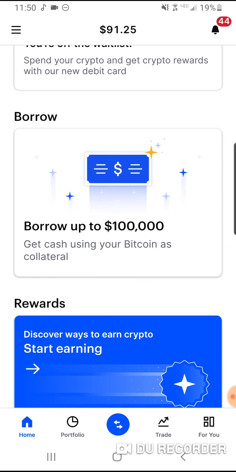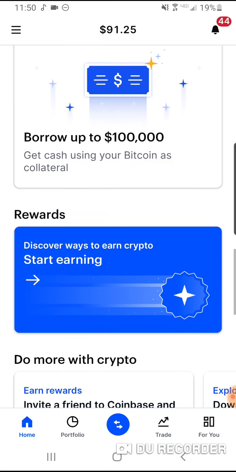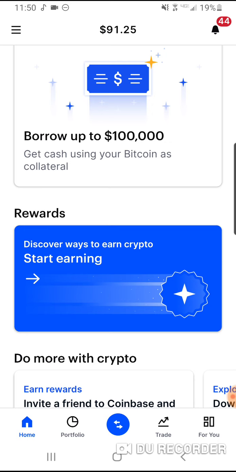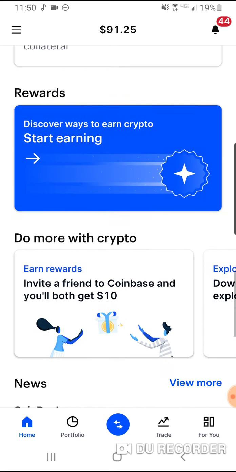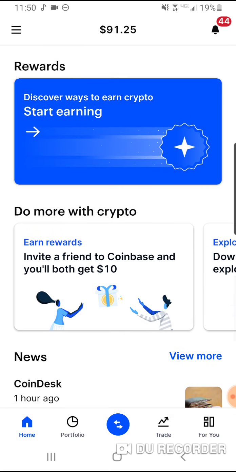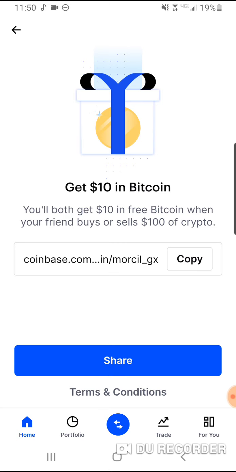Oh, and you can borrow up to $100,000 in this app. Get cash using your Bitcoin as collateral. Interesting. And again, you can earn rewards by inviting your friend to Coinbase and you'll both get $10. So I think this was really cool. So you'll get $10 in free Bitcoin when you buy or sell $100 of crypto. So that'd be really cool.